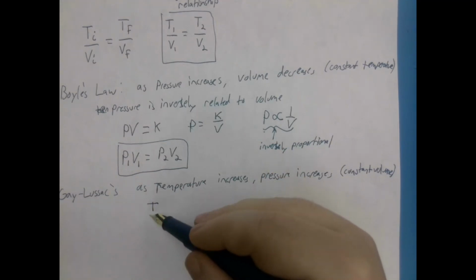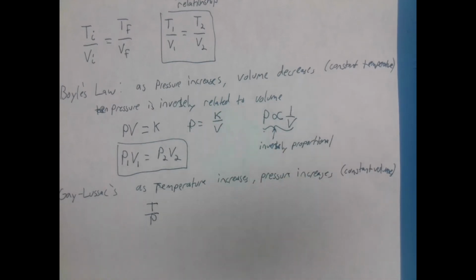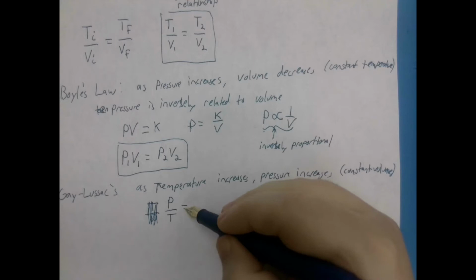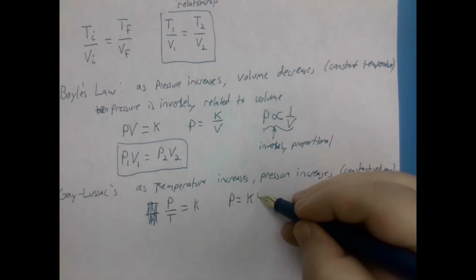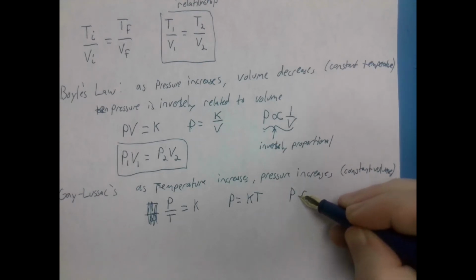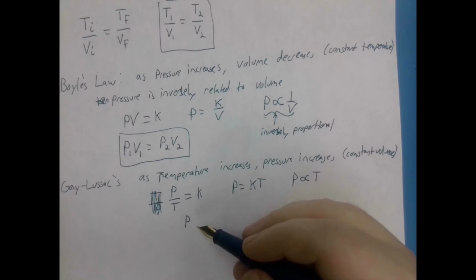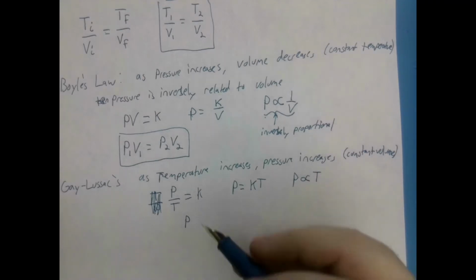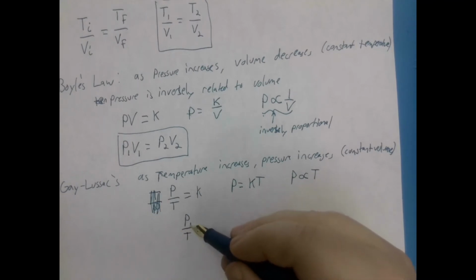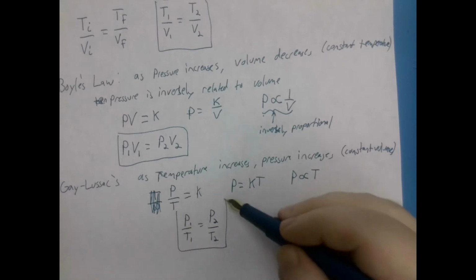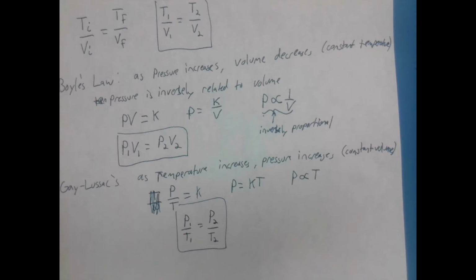So same thing, temperature. I really should switch these around. I'm going to put pressure on top divided by temperature is equal to some constant. So pressure is equal to some constant times temperature. So pressure is proportional to temperature. And we can do, I don't like how I've done the equations, but it's alright. Initial pressure divided by initial temperature is equal to final pressure divided by final temperature. I don't like how I've done the equations because of the combined gas law.